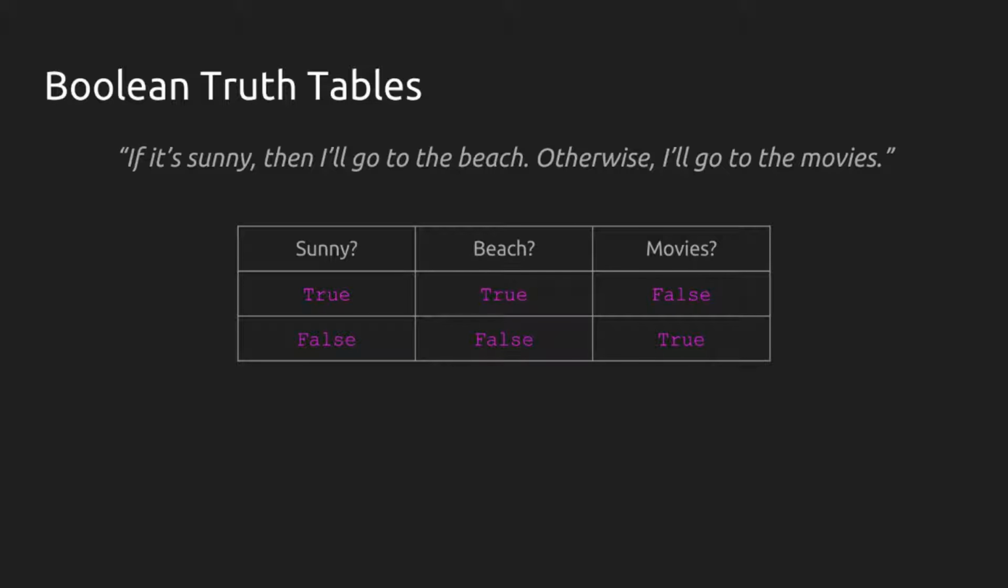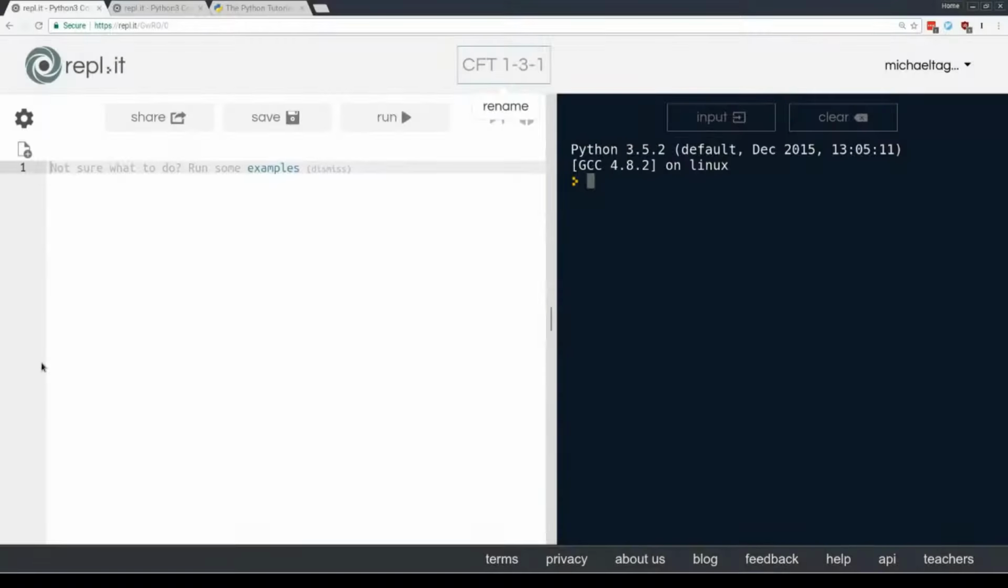Let's try to represent this in Python. So here I have my coding environment set up. We haven't done anything with it yet. So the first thing I'm going to do is I'm going to create a variable to store the state of the weather, if it's sunny or not. So I'm going to say sunny and then equals. And now we're going to use a new data type, that Boolean data type. And I'm going to set it to true, so that's capital T R U E. So now we have sunny equals true.